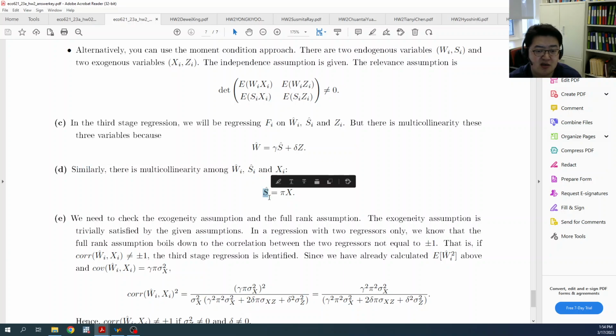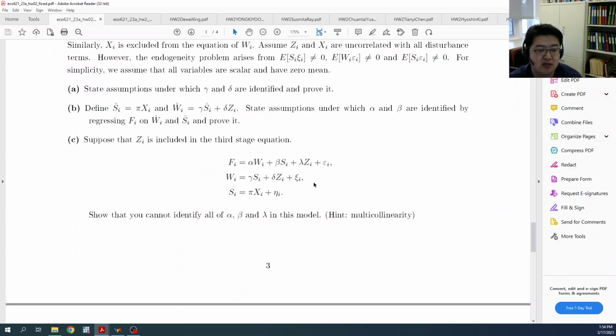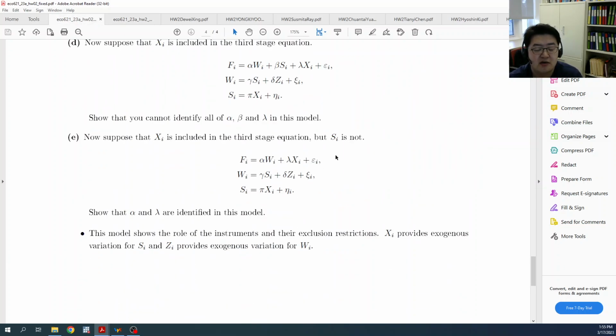And part D, another multicollinearity, clear. So now you see why alpha is identified here, because multicollinearity happens between these two guys. So W's coefficient is identified, as you can see from this argument, right? So that's correct. Excuse me. And so the final question is, now X is included but S is not, then how can we identify that?